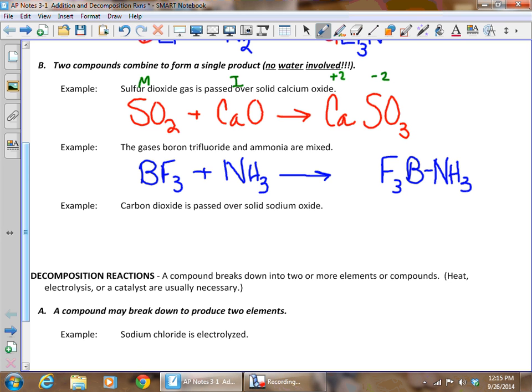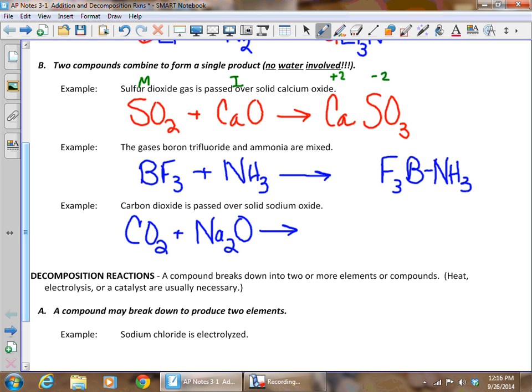Carbon dioxide, the next one. Carbon dioxide is passed over solid sodium oxide. The nice thing about addition and decomposition reactions is we don't have to worry about what's going to ionize. So we don't have to worry about a net ionic reaction on these. So carbon dioxide has passed over solid sodium oxide. What do you notice about the types of compounds? When you see two compounds, you try to do double replacement.